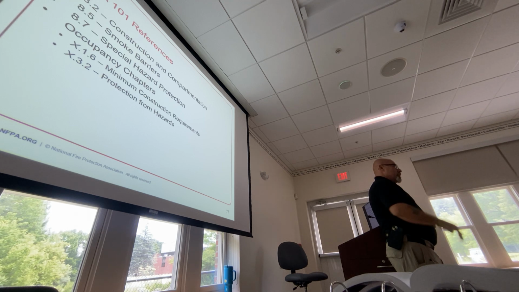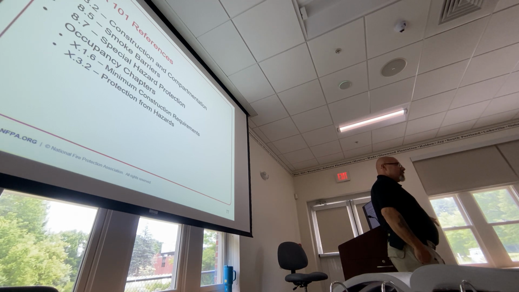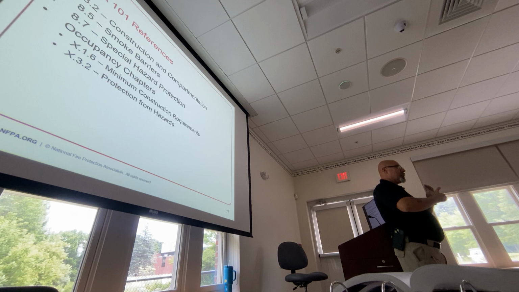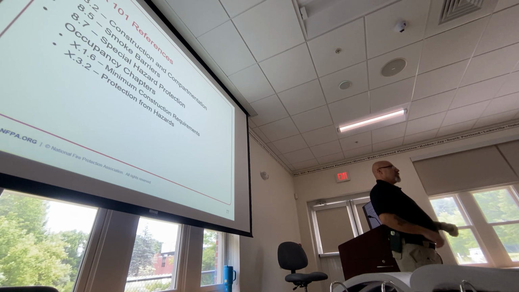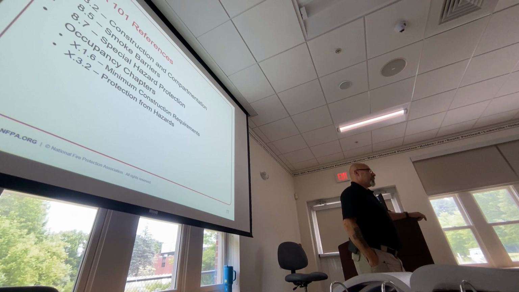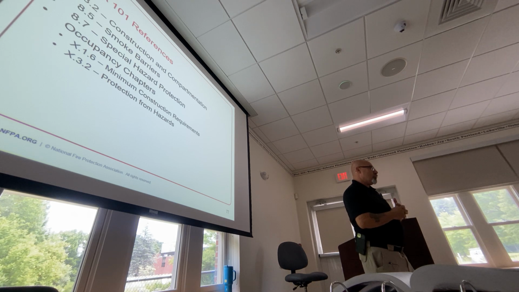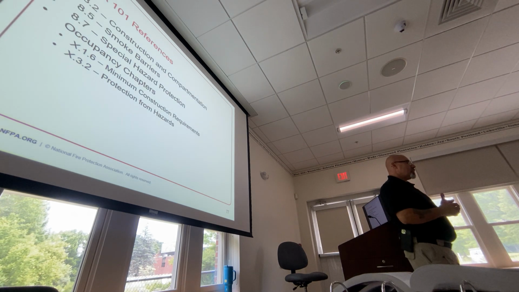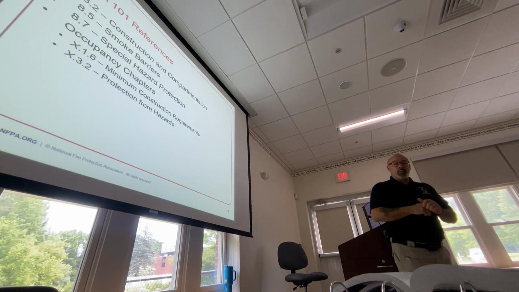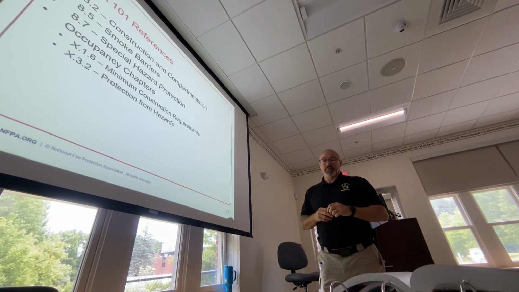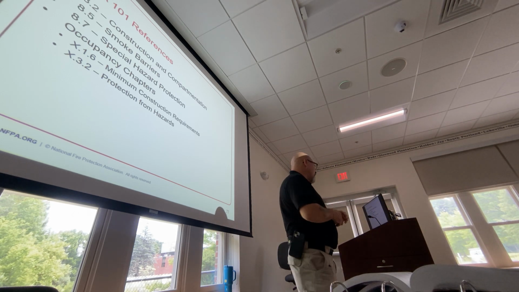Somebody comes to you and they want to build a building in your municipality. What are you building it out of? Can they do it? How many stories? Can they do it? What's the minimum construction type? Those are the first basic questions that you need to ask, and then you're on your path to figure out code compliance from there. We'll practice this and some other things a little bit after lunch.